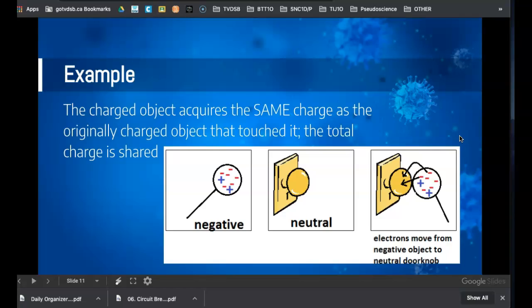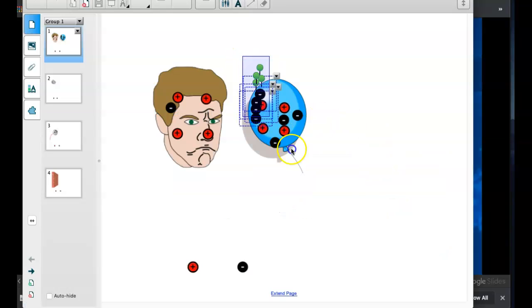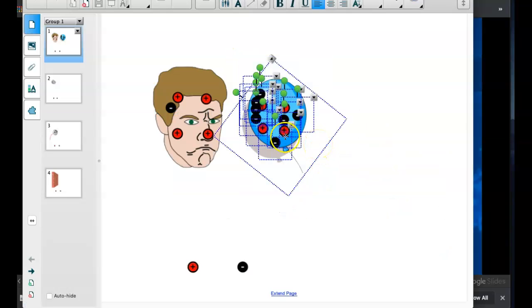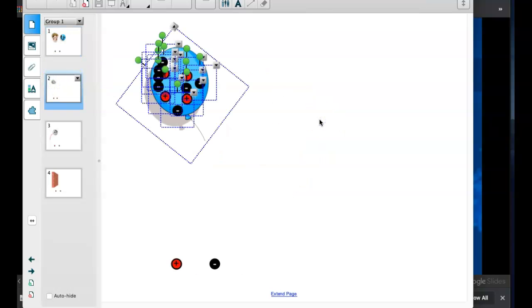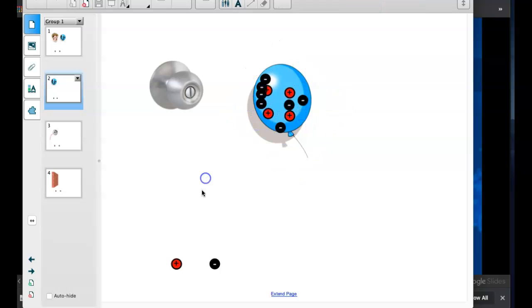So an example, let's say, for example, I have a negatively charged object and I bring it to a neutral object. When I do that, so I've got this ball and I bring it to a door handle, and when the ball and the door handle touch, the electrons are now free to travel from the ball to the door handle. So let's take a look at that. All right, so I'm going to take my balloon that we created here, I'm going to make a copy of it, and we're going to put it over here with the doorknob. Now, again, this doorknob is going to have protons and electrons already.